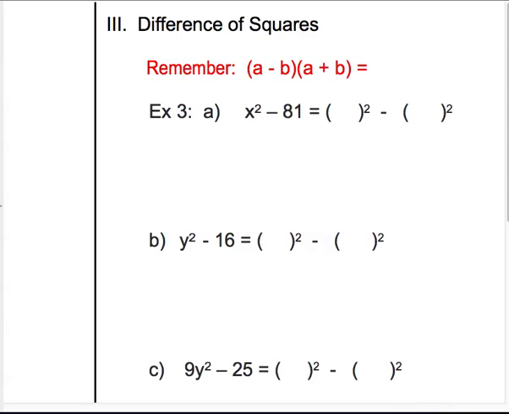And the last type of factoring is difference of squares. So the first thing that I want you to remember is what happens when we multiply two binomials that look exactly the same but have opposite signs. So a minus b times a plus b.